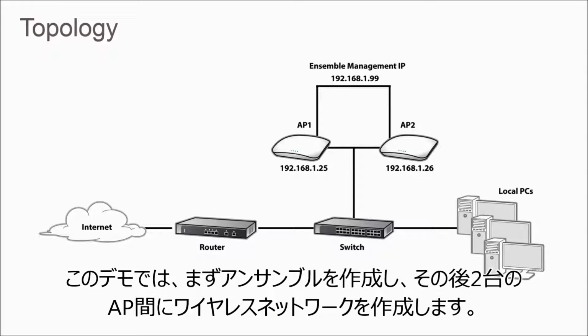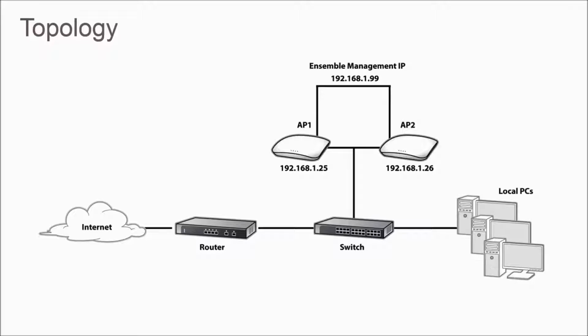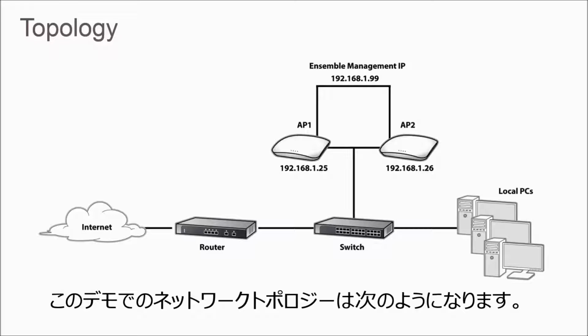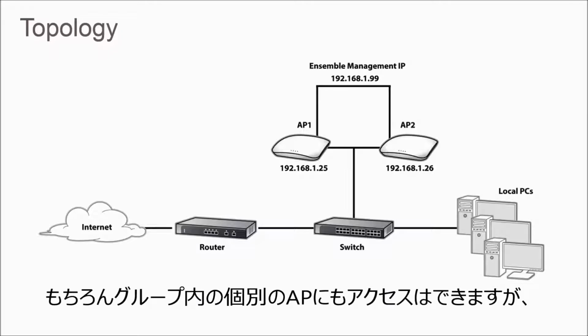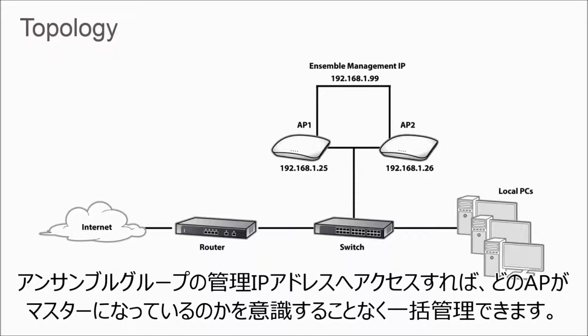For this demo, I'll be creating an ensemble and then creating a wireless network between two APs. In our demo, the network topology will be as follows. AP1 and AP2 will be in the same ensemble and have a management IP address of 192.168.1.99. Although we can still go into the management IP of each ensemble member, giving every member the same ensemble IP address will provide you with a single IP address in which to manage your ensemble, regardless of which member is selected as the master.